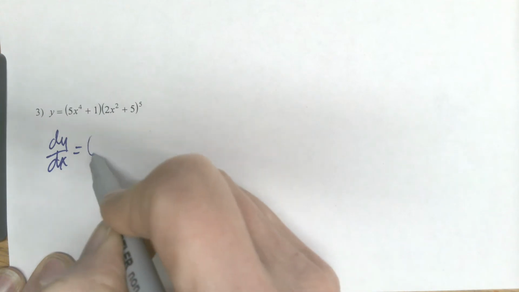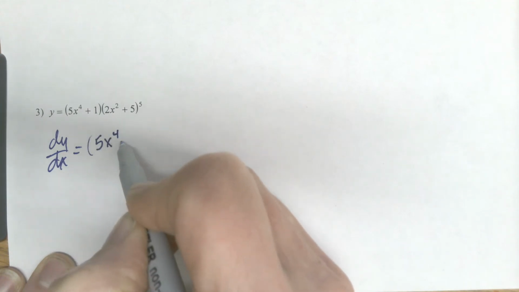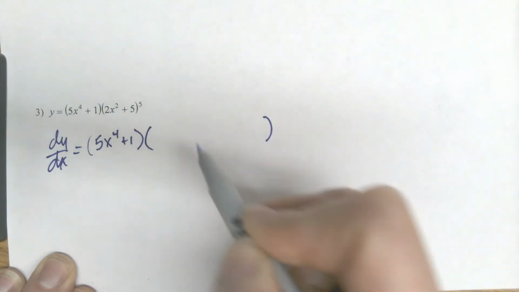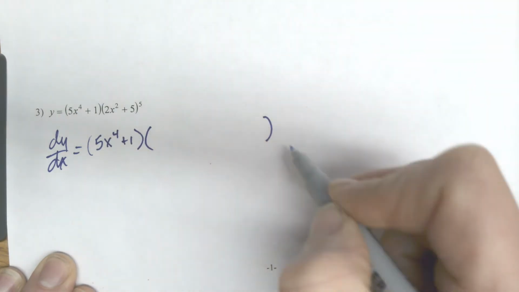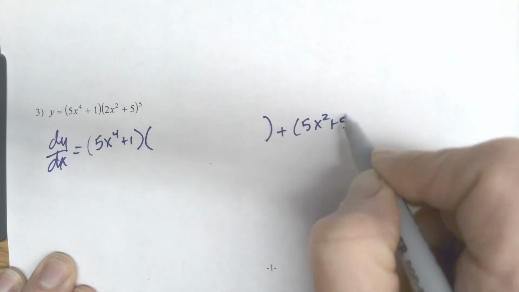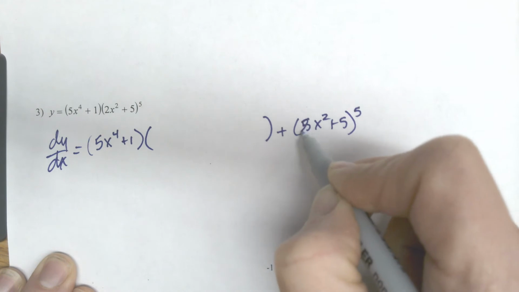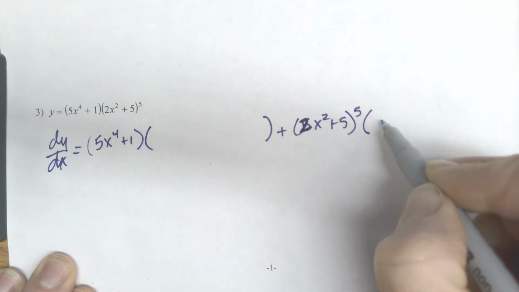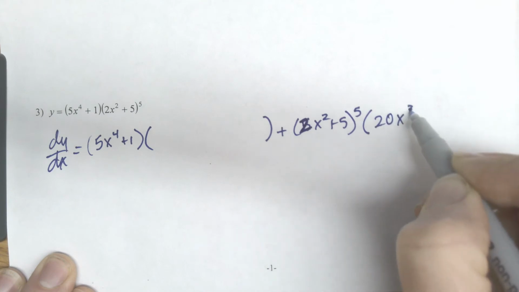So the first as is times the derivative of the second, that's the one that's going to involve the chain rule, plus the second as is, 2x squared, times the derivative of the first. And I'm just doing the power rule on those.